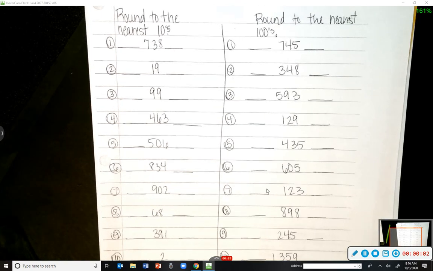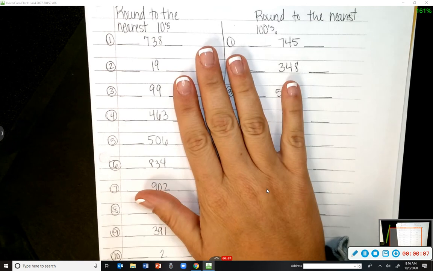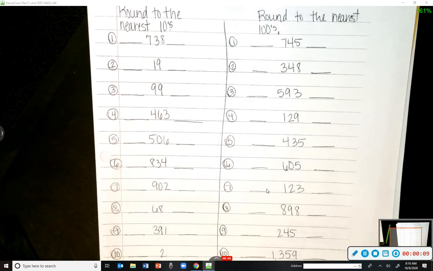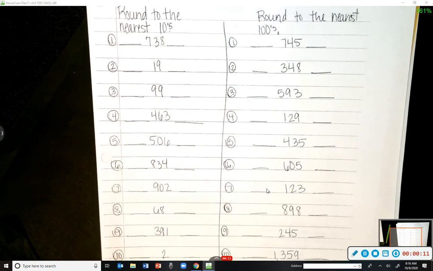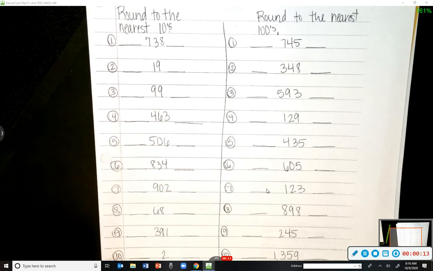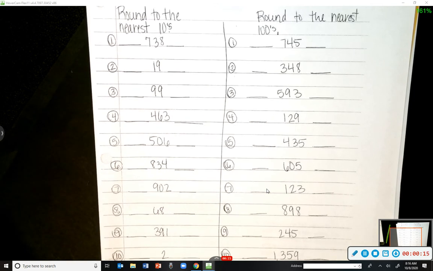Okay, good morning class. Today we're going to go over rounding. Again, you will recognize this paper because we did it yesterday, but we were struggling, so we're going to go over briefly how to round again, because today we're also going to be looking at word problems that have to do with estimating. Now, who remembers what it means to estimate? Bryson?